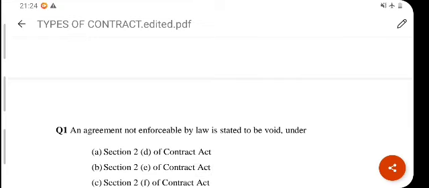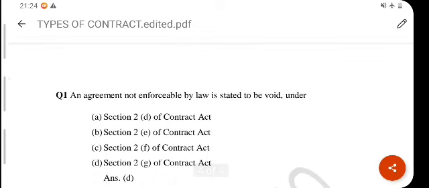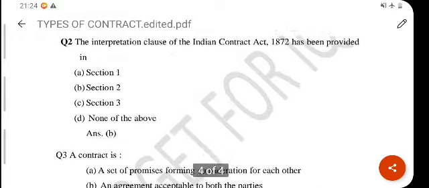First question. An agreement not enforceable by law is stated to be void under option A, section 2D of Indian Contract Act, option B, section 2E of Indian Contract Act, option C, section 2F of Indian Contract Act, option D, section 2G of Indian Contract Act. So, an agreement not enforceable by law is stated to be void under section 2G of Indian Contract Act.